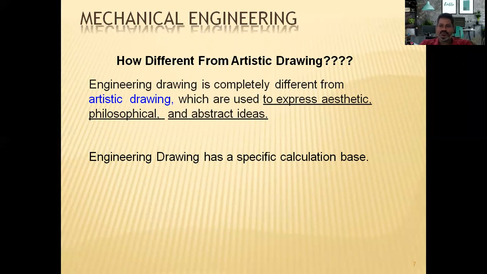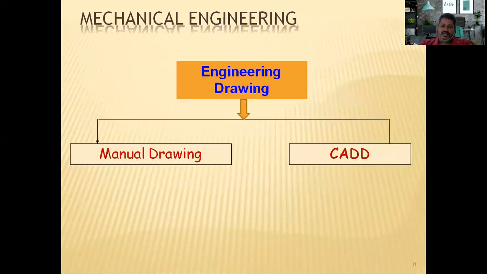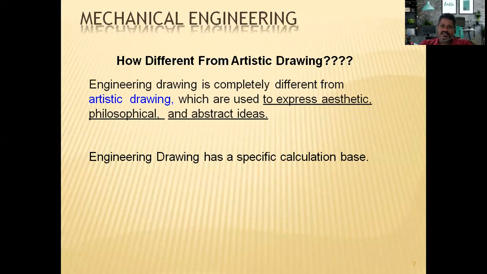Suppose you get an idea, if you put that on paper, that is called the artistic drawing. Suppose you want to draw a tree, or any structure or object, if you have something in your brain and you put that on paper, that is called the artistic drawing. But engineering drawing, we cannot draw like that. Every line has a dimension. Whatever we are representing on the paper is specifically related to the calculations. That is the difference between artistic drawing and engineering drawing.